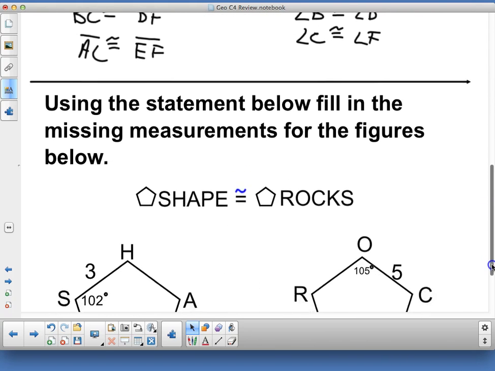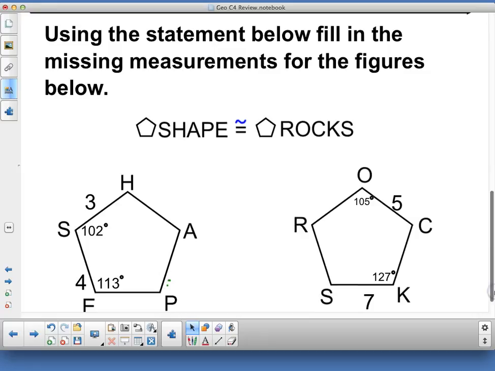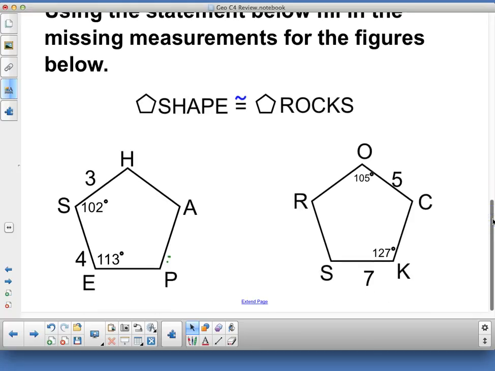Using the statement below, fill in the missing measurements of the figures. I need you to have that tilde on top of the equal sign to make it a congruence. We can't have shapes equal, we can have them congruent. Okay? Now, based on congruence and congruence alone, S and R are congruent. What do you know about angle R? What's the measure? 102. Okay.